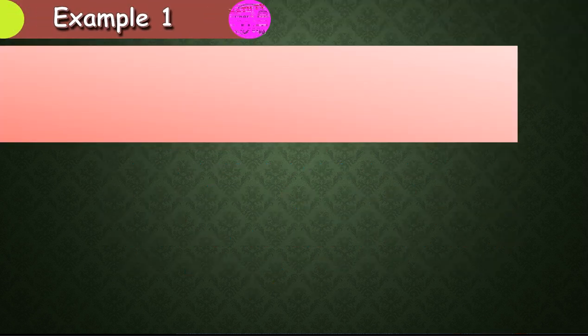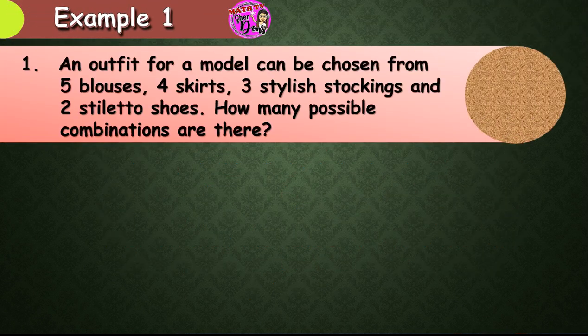For better understanding, let's have an example. Example number 1. An outfit for a model can be chosen from 5 blouses, 4 skirts, 3 stylish stockings, and 2 stiletto shoes. Question: how many possible combinations are there?